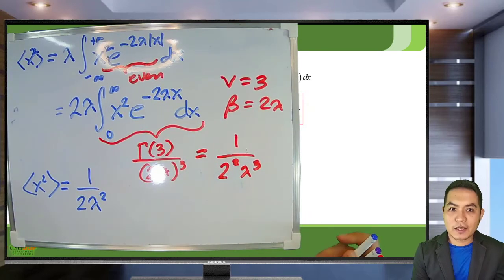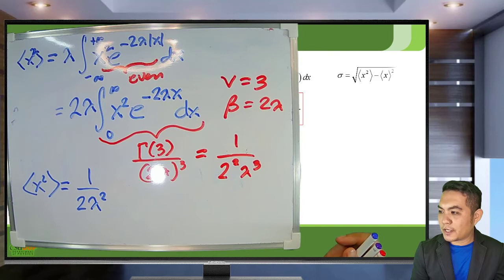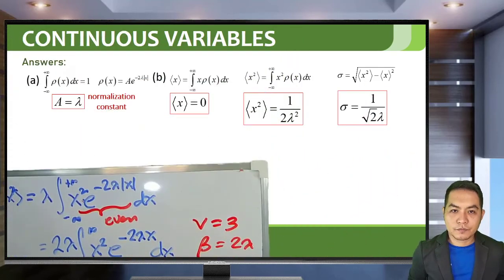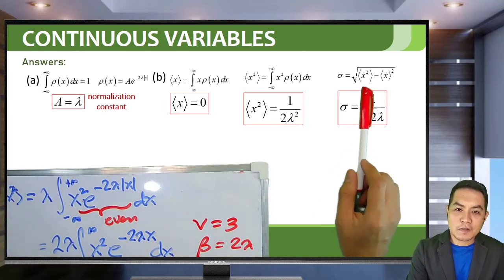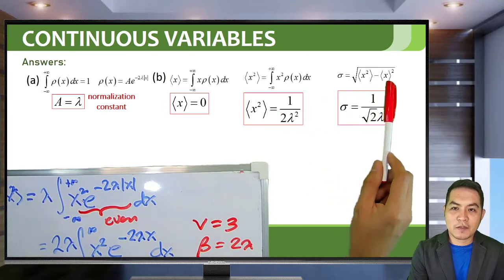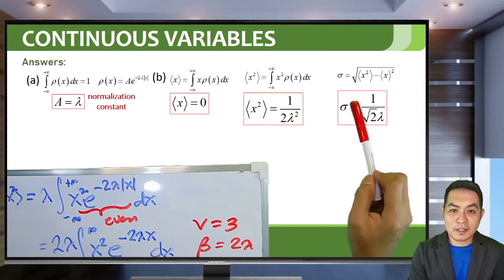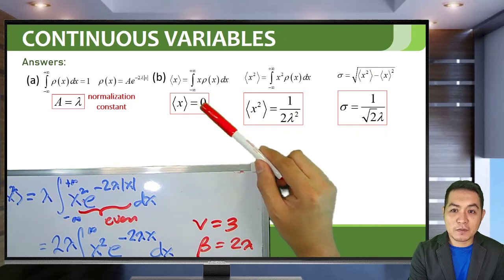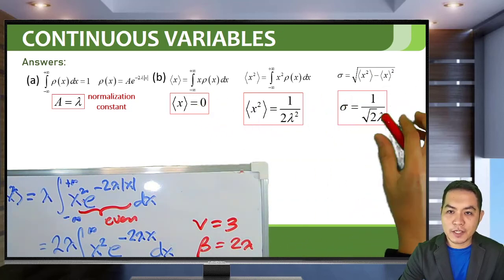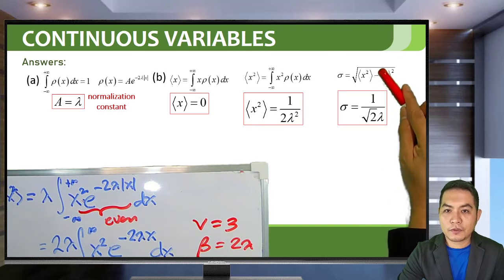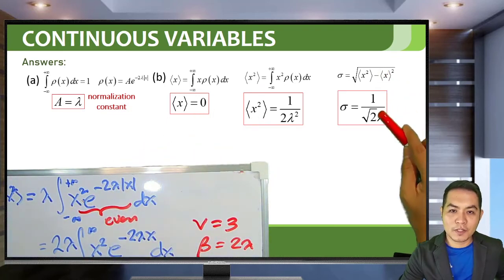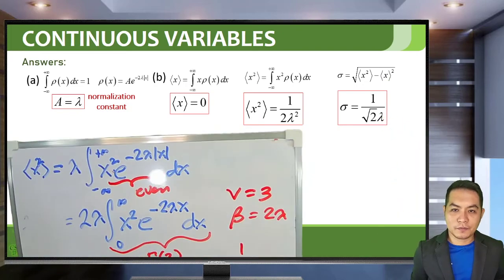So how do you get now the standard deviation? The standard deviation is just given by this formula: the expectation value of x squared minus the square of the expectation value of x, and you take the square root of that difference. Since the expectation value of x is 0, this term here is 0. Therefore, the standard deviation is just the square root of the expectation value of x squared. The square root of that is 1 over the square root of 2 lambda.